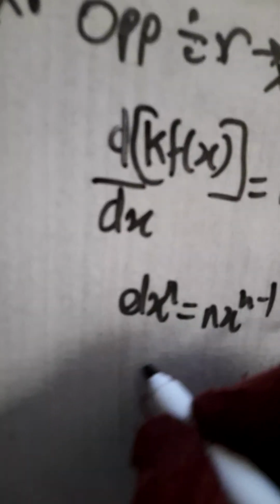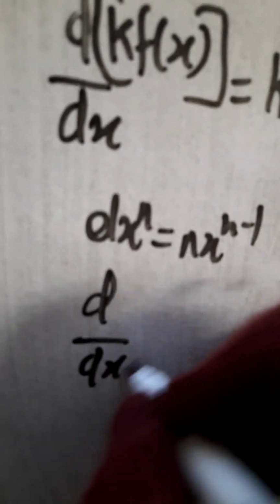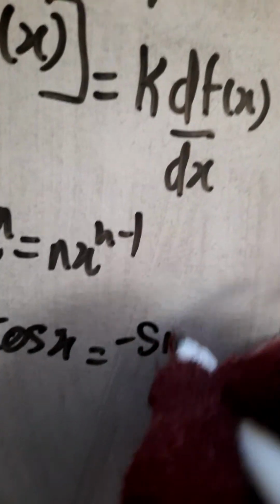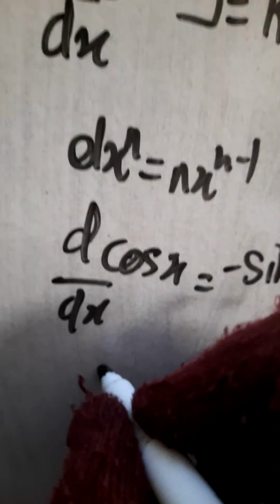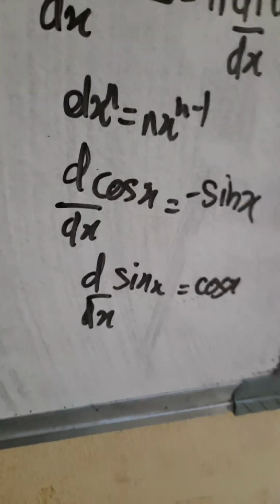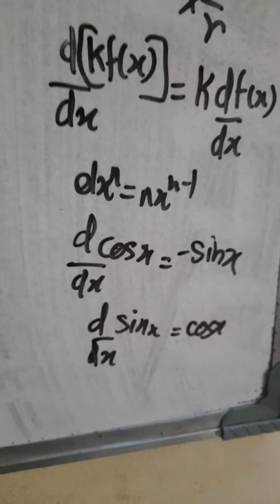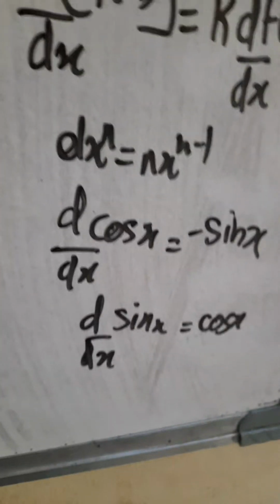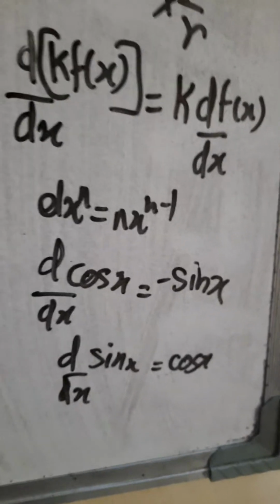I might need cos theta also. So d by dx of cos x is equal to minus sin x. d by dx of sin x is equal to cos x. So derivative of cos x is minus sin x, and derivative of sin x is cos x. So they are just becoming opposite, because sin is cos. Only from cos to sin you have to remember there is a minus sign.